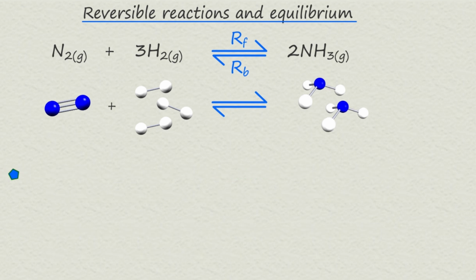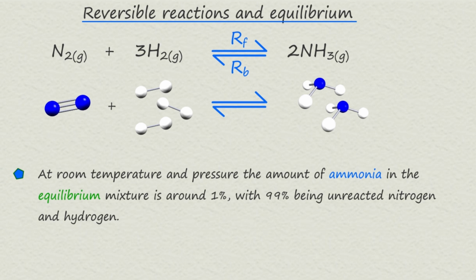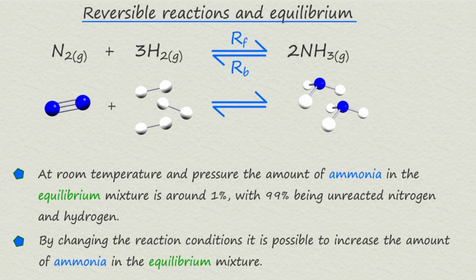And unfortunately for Haber, at room temperature and pressure, the amount of ammonia present in an equilibrium mixture is very small. In fact, it is only around 1% ammonia, with the remaining 99% being unreacted nitrogen and hydrogen gases. So one of the challenges for Haber was to alter the reacting conditions to ensure that a much larger yield of ammonia could be produced.